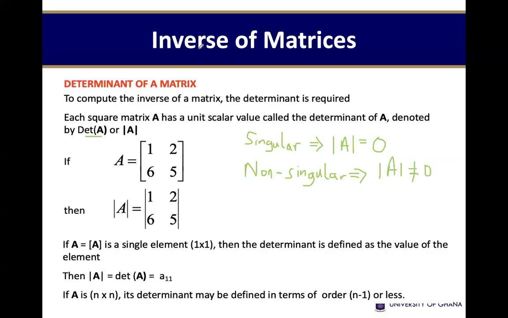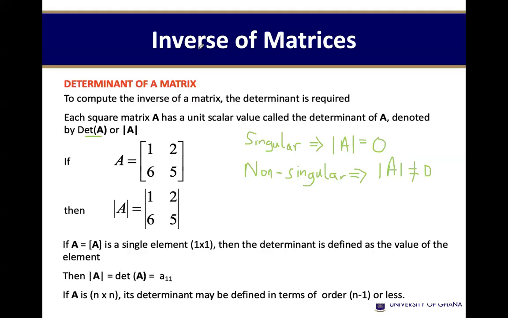So what's the inverse formula? The inverse formula is normally 1 over the determinant of that matrix A multiplied by the adjoint of that matrix A, or sometimes we call it the adjugate of the matrix A. And then the adjoint or the adjugate is normally the transpose of the cofactors of that matrix A. And to get the cofactors of that matrix A, you need to be able to find the minors of that particular matrix A, right?